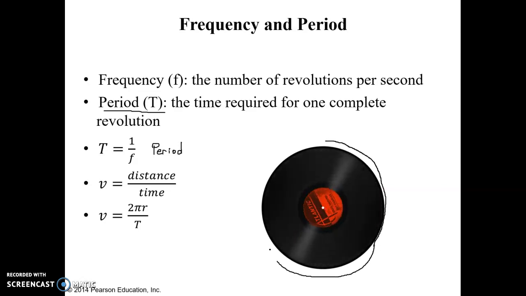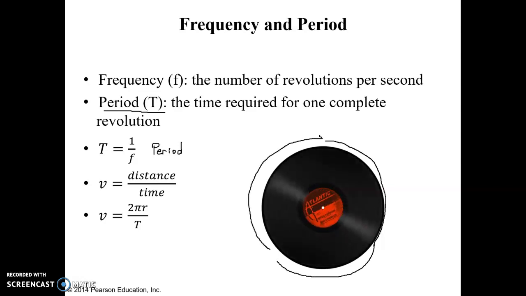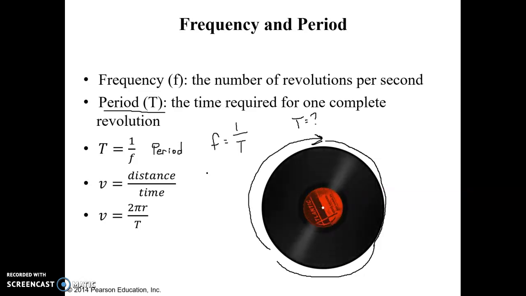Trace it here with my stylus. Goes all the way around back to the beginning. What was that time? How long did it take? So it's a unit of time and essentially just describes how long it takes for one complete rotation. The inverse of period is frequency. So frequency is how many times per second. And so frequency equals 1 over T, and T equals 1 over f. They are inversely related to each other.